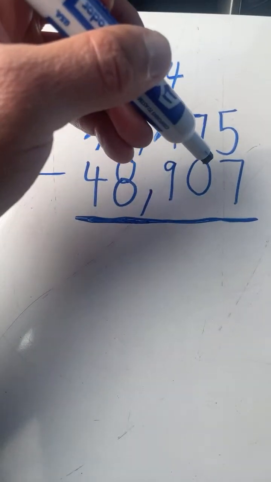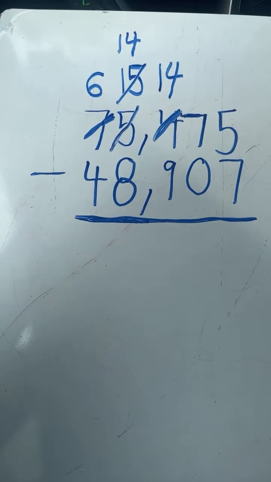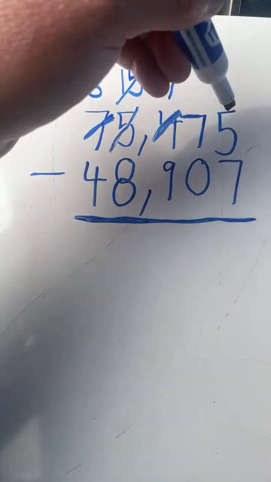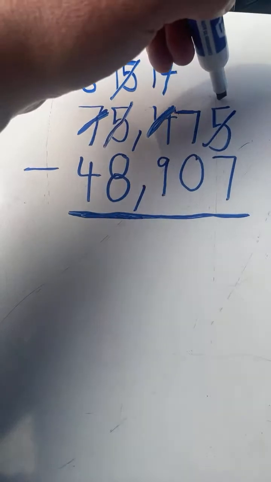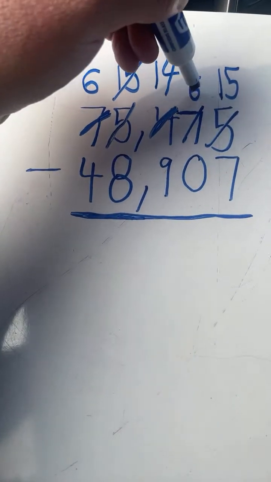7 minus 0, no regrouping is needed there. You can't start with 5 and take away 7, so we do need to regroup in the ones place. So we're going to add a 10, the 5 is going to become a 15, then the 7 in the tens place is going to become a 6.